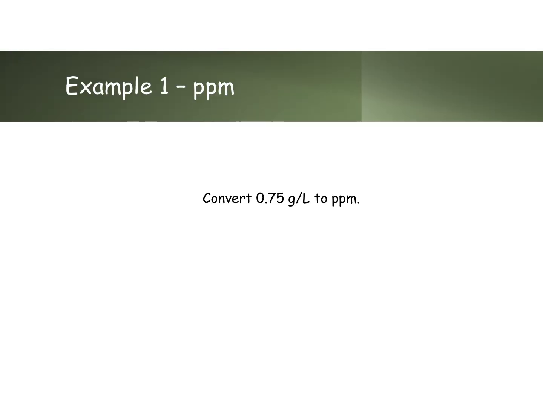What you need to be able to do then is take the concentration of solutions and express them in parts per million. And I have the first example here, which is example 1, and it says convert 0.75 grams per litre to ppm. Like in most questions, I like to write out what ppm is, and 1 ppm is equal to 1 milligram per litre. Here we have 0.75 grams in 1 litre, and we know that we need it to be milligrams.